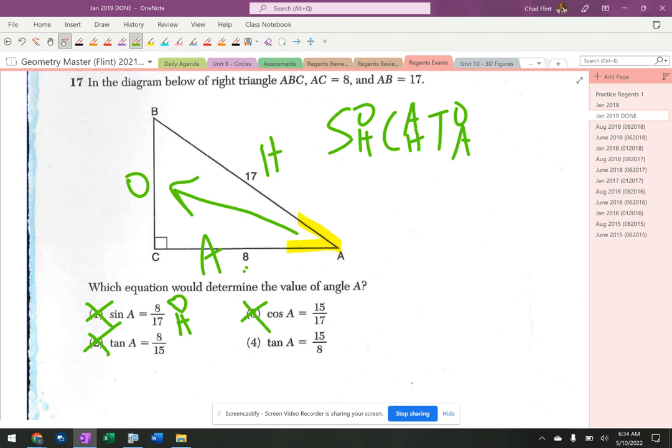This says tangent of A is opposite over adjacent. Well, I know this is the adjacent. I know this is the answer because every other one has a side in the wrong place.